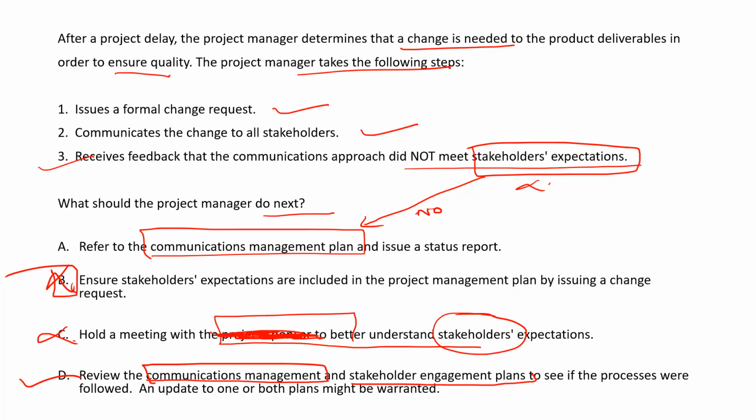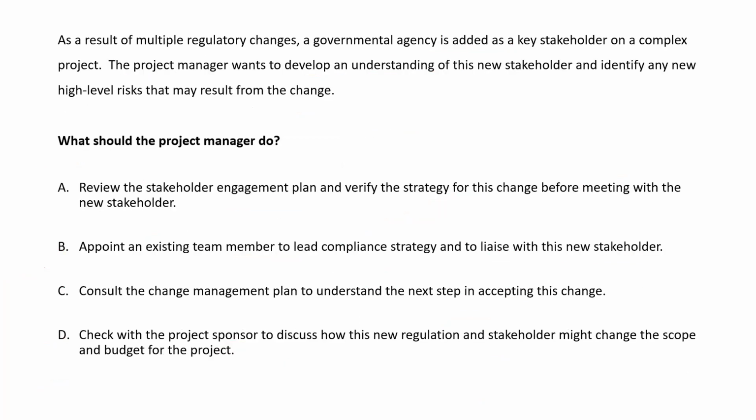So stakeholder expectations are in D, stakeholder engagement plan, to see if the process was followed, an update to one or both plans might be warranted. But project management plan, no. Who should approve the project management plan? Stakeholder, sir. Sponsor. Great. Let's move to next. I think we have done it.